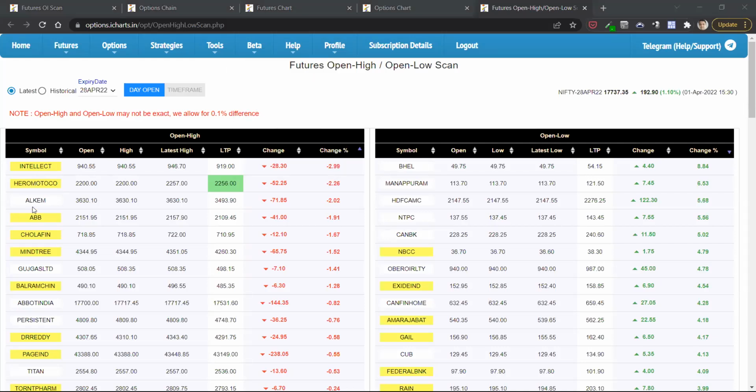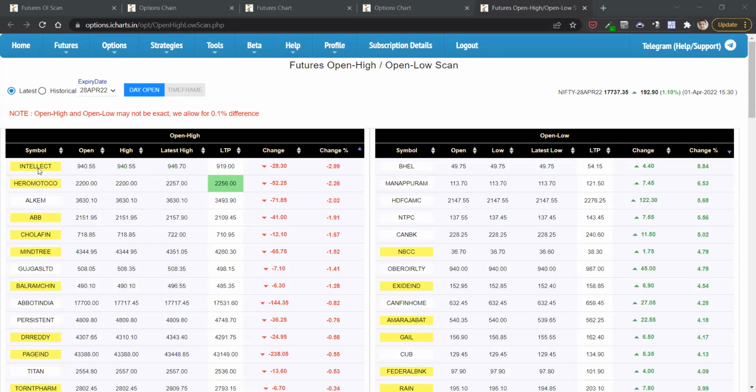Just a second. And wherever this yellow highlight is not there, it just means that this condition is still there at the end of the day also, throughout the day. So basically, open and high were the same and the latest high also was the same. So these are the scripts that you need to keep an eye on, the ones where this condition holds, because open high would be bearish and open low is supposed to be bullish.